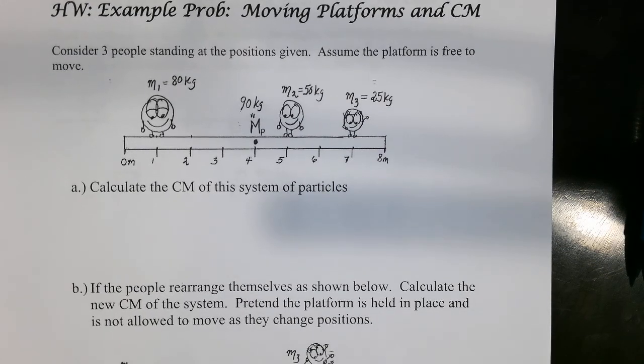So consider 3 people standing in these given positions here, right? I've got mass 1, 80 kilograms. The mass of the platform is 90 kilograms, right? And then mass 2 is 50 kilograms. Mass 3 is 25 kilograms. All right? So let's calculate the center of mass.